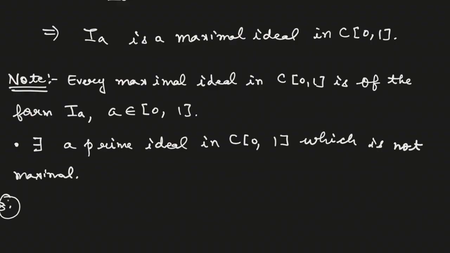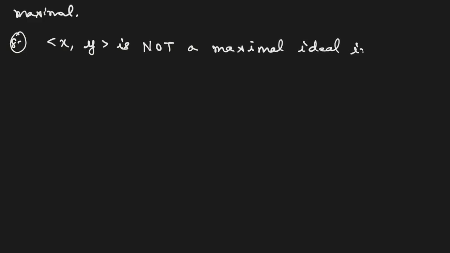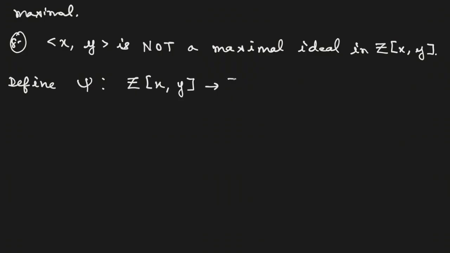Next, eighth example. This is very important. The ideal (x, y) is not a maximal ideal in Z[x, y], because if I define psi as a mapping from Z[x, y] to Z, psi of f(x, y) is equal to f(0, 0).